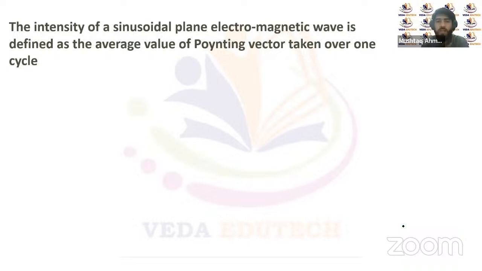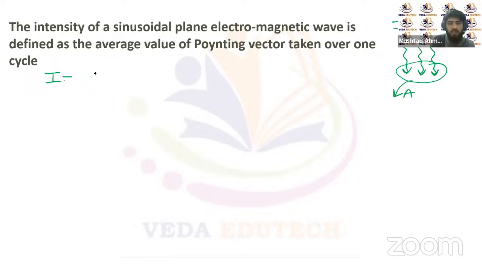Now, talking about the intensity. Intensity is the energy falling per unit area per second. Let's suppose this is a plate of area A, and some electromagnetic radiation is falling on this area. Now we have to define the intensity of this electromagnetic wave. The intensity I is the total energy falling per unit area per unit time. This is what we call the intensity of the electromagnetic wave.